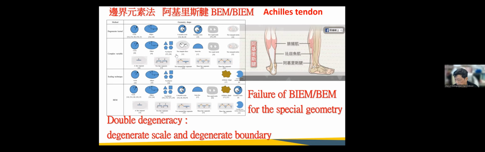in 2022. And the double degeneracy is the last row of this one. All the above, except the last one, we have the so-called degenerate scale. But for the degenerate boundary, they may also have a degenerate scale. So this is the main point that I will introduce to you, that the integral equation may introduce double degeneracy in both degenerate scale and the degenerate boundary. So it is very interesting that the degenerate scale and the degenerate boundary may appear simultaneously at the same time.